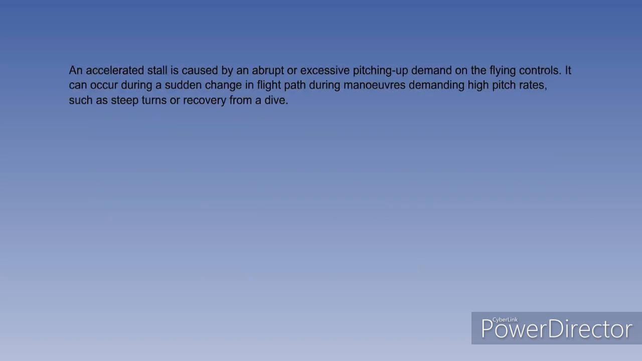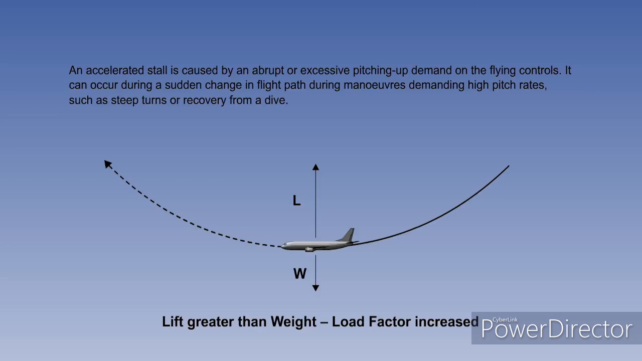An accelerated stall is caused by an abrupt or excessive pitching up demand on the flying controls. It can occur during a sudden change in flight path, during maneuvers demanding high pitch rates, such as steep turns or recovery from a dive. It is called an accelerated stall, or G-stall, because it occurs at a load factor greater than 1G. An accelerated stall is usually more sudden than a 1G stall, the first sign usually being heavy airframe buffet, and may be unexpected because of the relatively high airspeed.